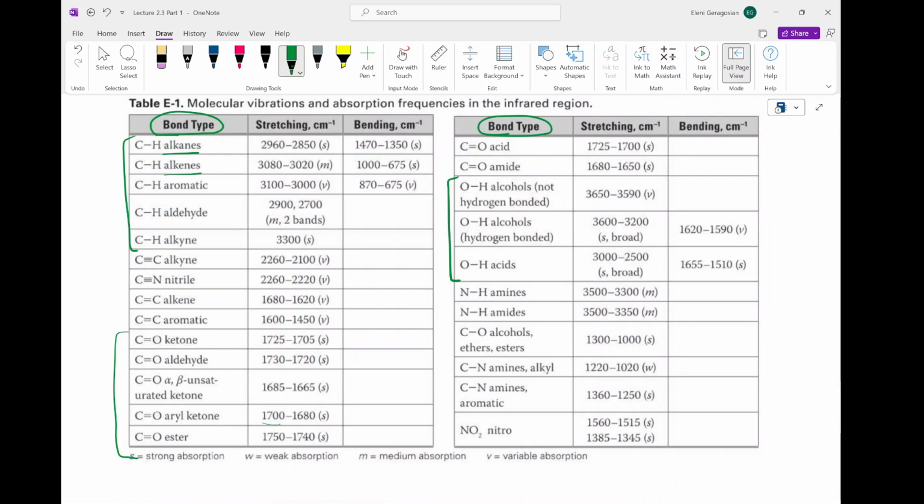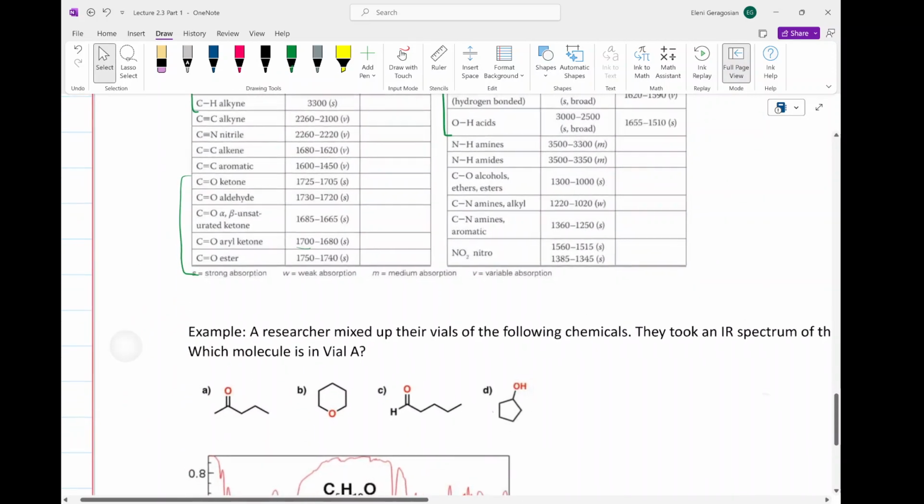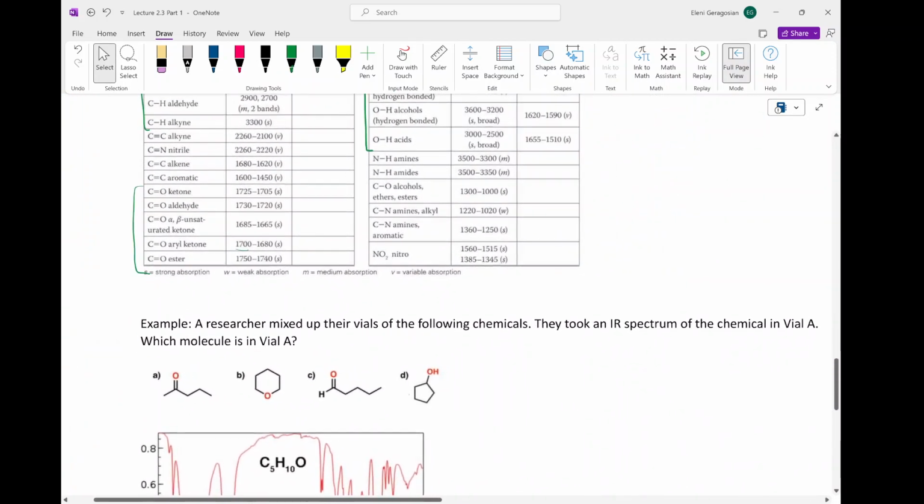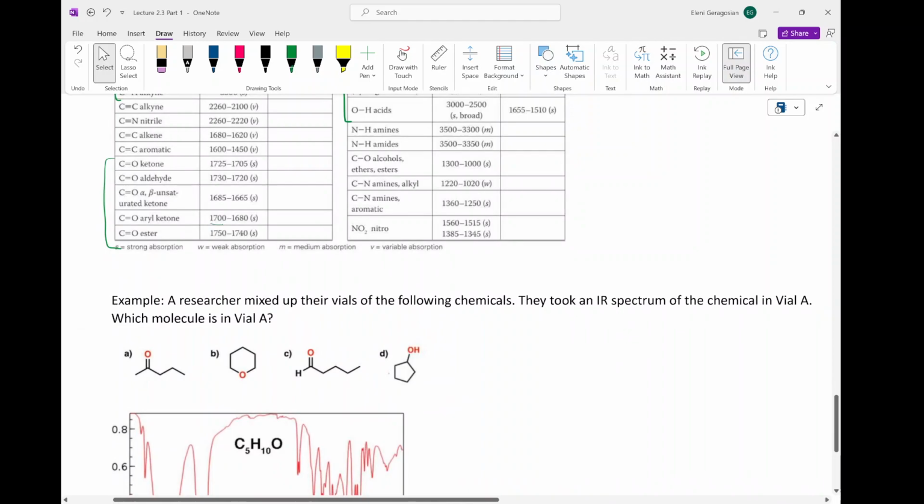So let's put this to practice. Think about an example and how one might use IR spectra. So let's do this example. Let's say a researcher mixed up their vials of all 4 of these chemicals. So they have 4 vials. Each one has one of these chemicals, but the researcher doesn't know what is in which vial. So they take an IR spectrum of vial A, whatever they labeled as A, they don't remember what's in it, but this is the IR spectrum.